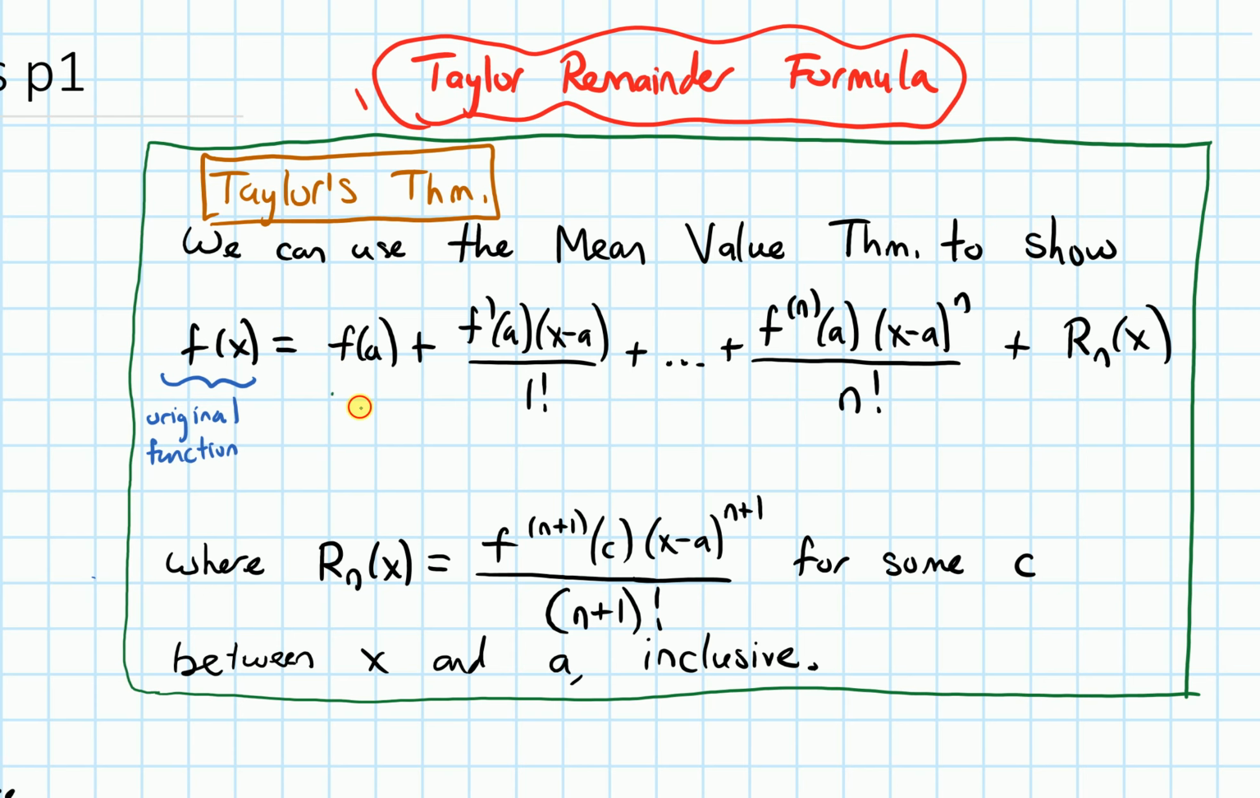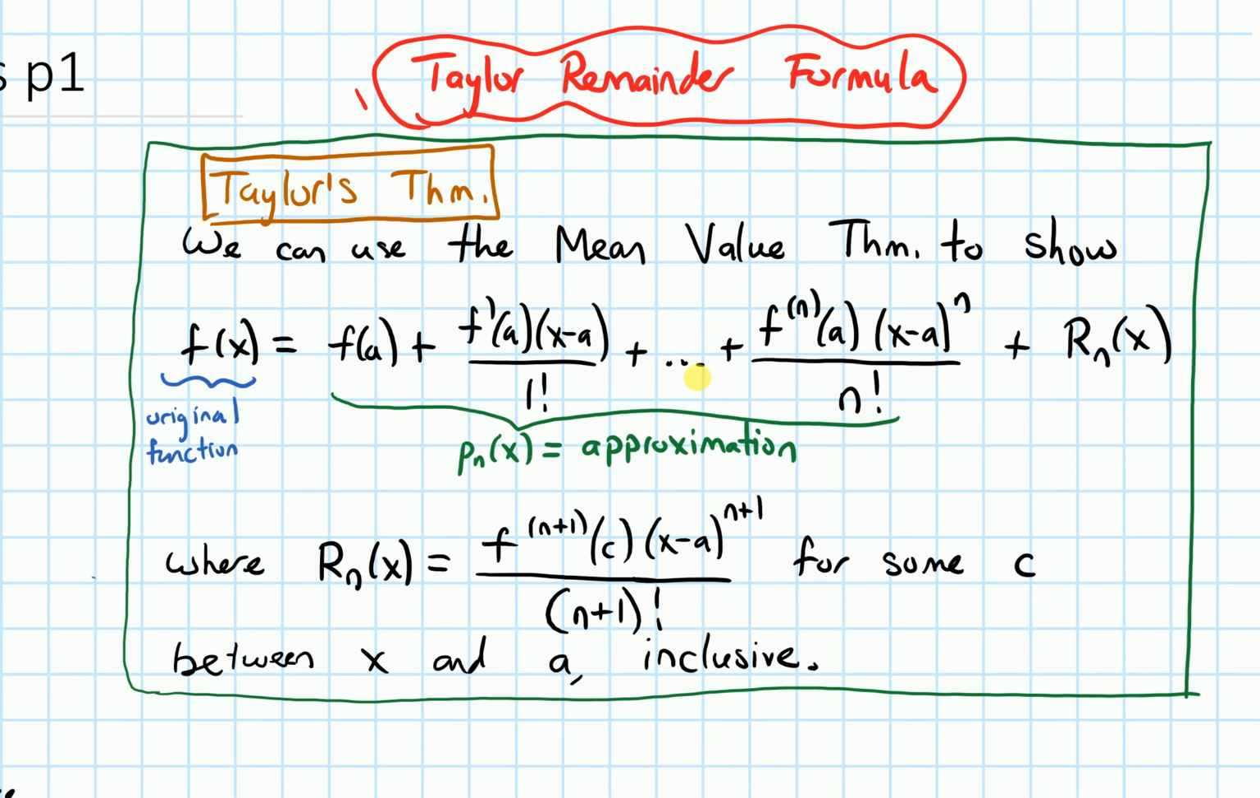This f of a plus f prime of a times x minus a over 1 factorial plus dot dot dot plus the nth derivative evaluated at a times x minus a to the n over n factorial. That whole thing is Pn of x. That's our nth order or nth degree Taylor polynomial for f. That is our approximation. That is what we're going to use to approximate that original function.